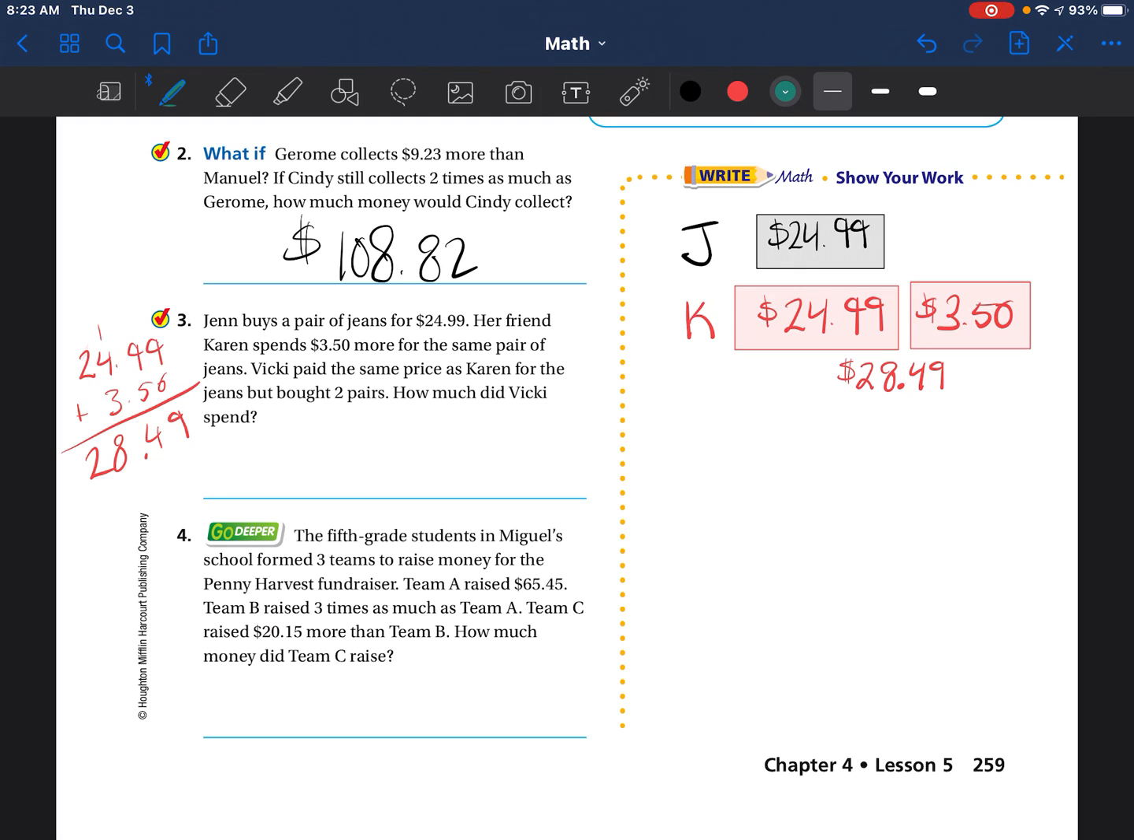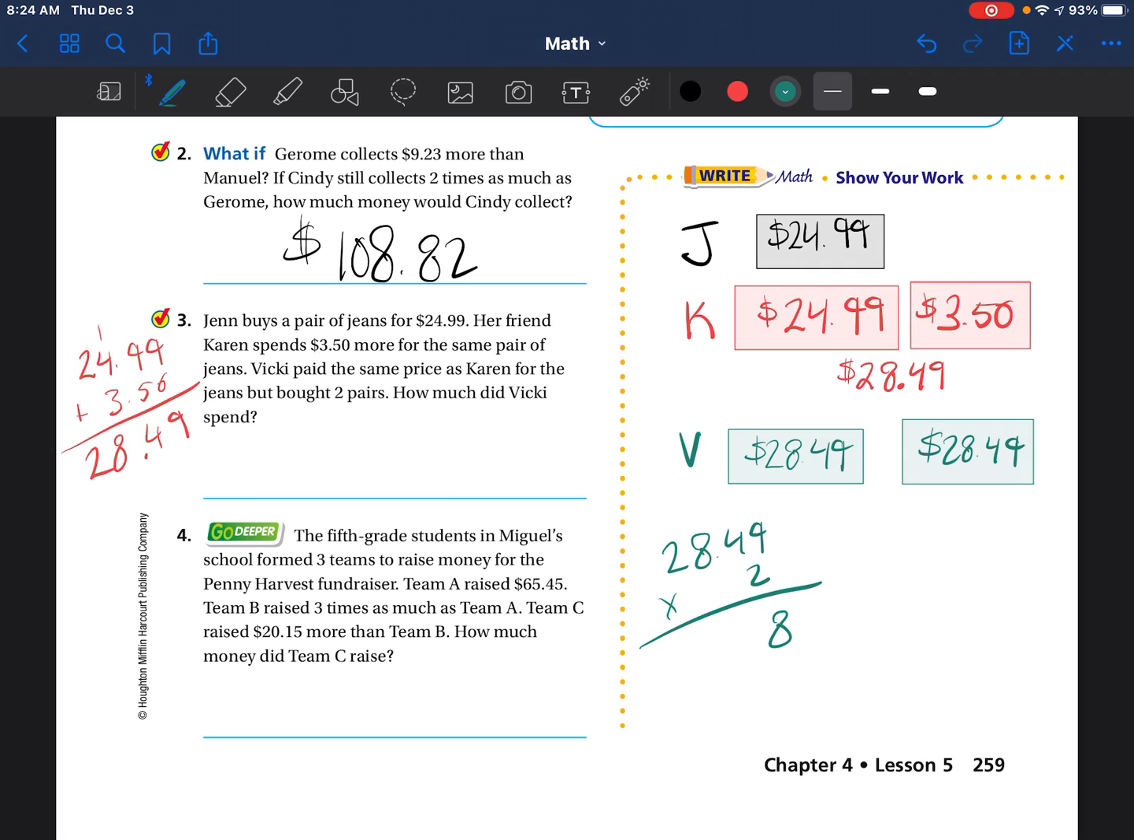And then lastly, we get to Vicky, and Vicky paid the same price as Karen for jeans, but bought 2 pairs. So that's the same as saying it's 2 times more. So we would take $28.49 and $28.49 if we were using our graphic organizer. And that is the same as saying $28.49 times 2.